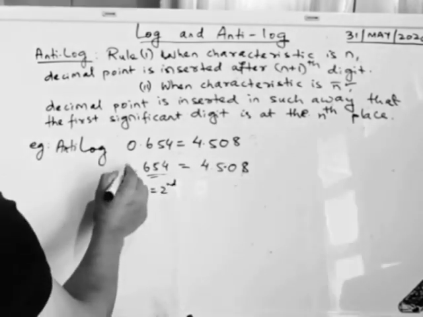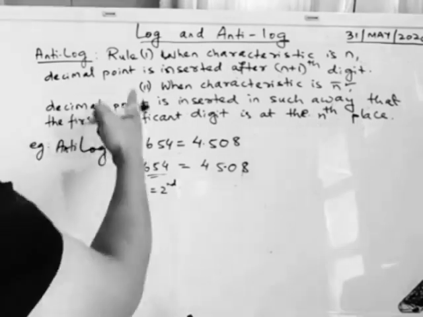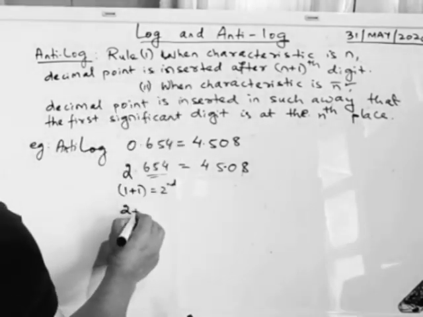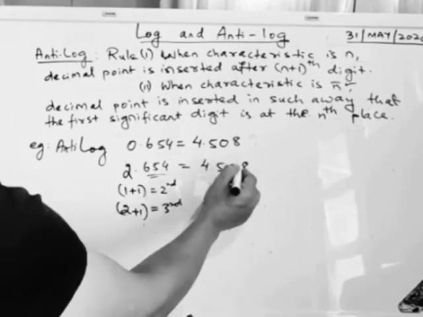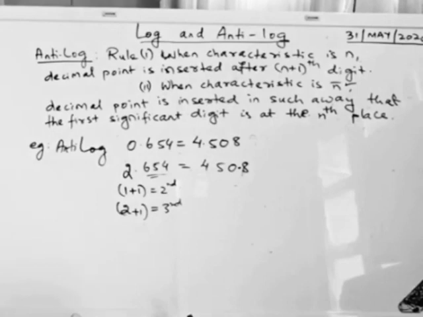If we have 2 here, the decimal point must be inserted after the 2 plus 1 digits. That means after the third digit the decimal point must be inserted here, and so on.